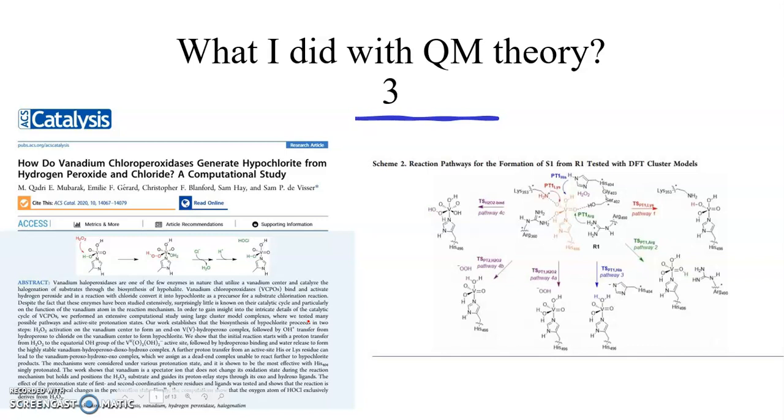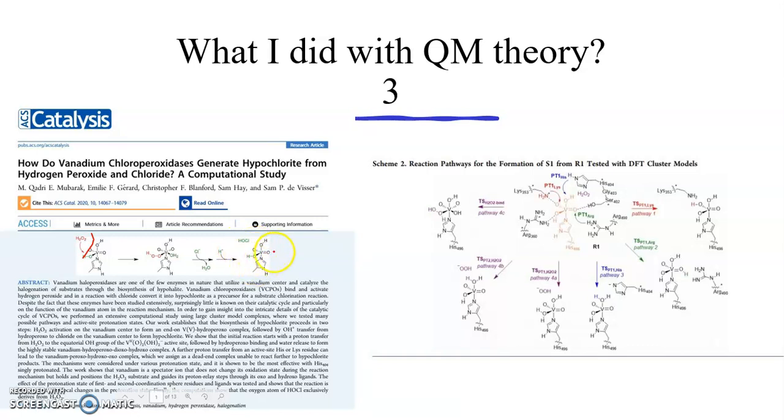In this study, we are trying to reveal how vanadium peroxidase generates hypochlorite from hydrogen peroxide and chloride. Here we did a study where this vanadium peroxidase is one of the enzymes that is abundant in the sea, and we try to reveal the mechanism of the system. This enzyme utilizes hydrogen peroxide and turns it into a superoxo species. Later, when we introduce halide, either chloride, bromide, or iodide, it will release HOCl, or hypochlorous acid.